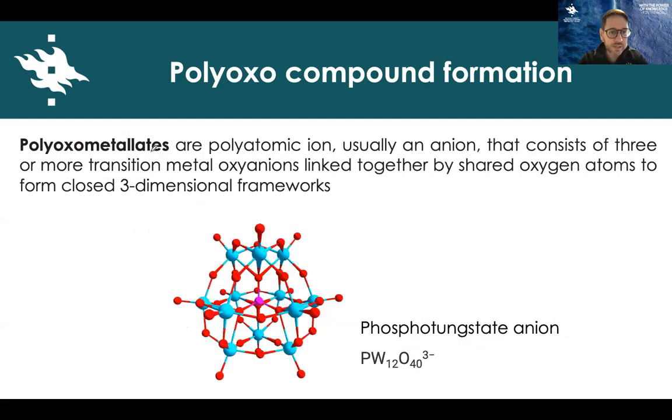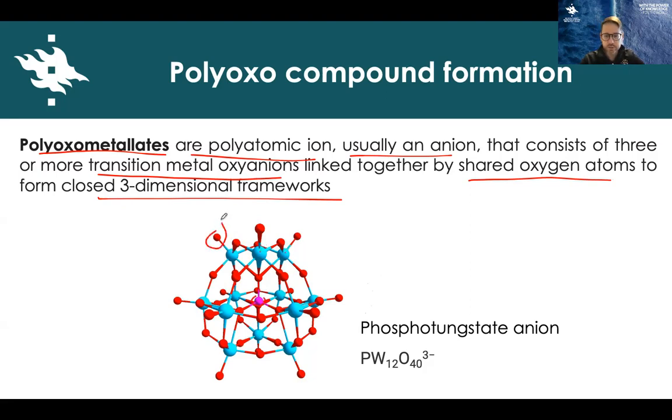So polyoxometalates can then be broadly defined as a polyatomic ion, usually an anion, that consists of 3 or more transition metal oxo anions linked together by a shared oxygen atom to form 3D closed frameworks. So here is an example of the phosphotungstate anion. Here we have the phosphorus, the tungstens, and here the oxygen species.